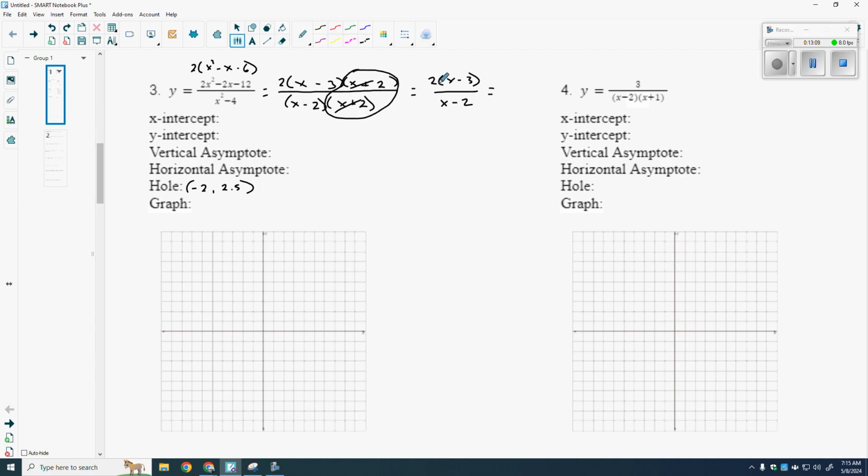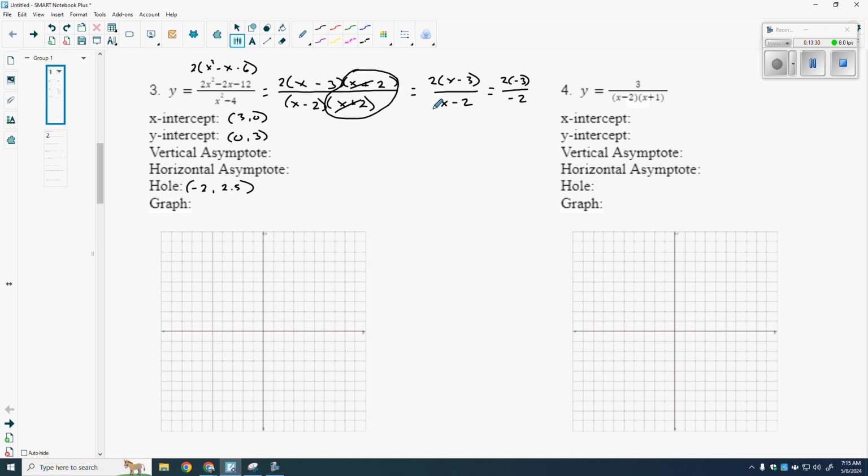X-intercepts. Value for x that makes the top 0. XY coordinate 3, 0. Put in 0 for x. 0 minus 3 is a negative 3. 2 times a negative 3 over 0 minus 2, which is a negative 2. Negative 6 divided by negative 2 is a positive 3.